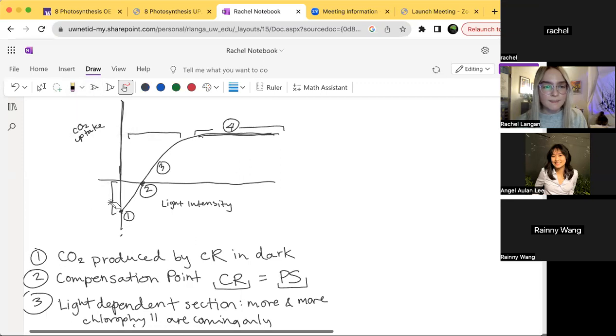Okay, I think that makes sense. So you're saying that the point goes lower when you increase cellular respiration because you're increasing the amount of CO2 produced? Yes. Okay, thank you.